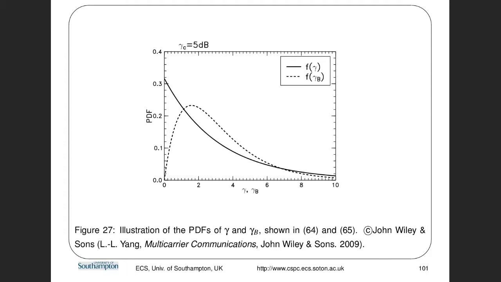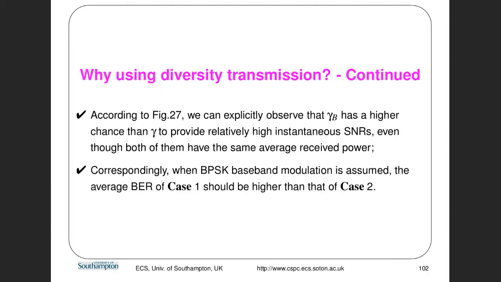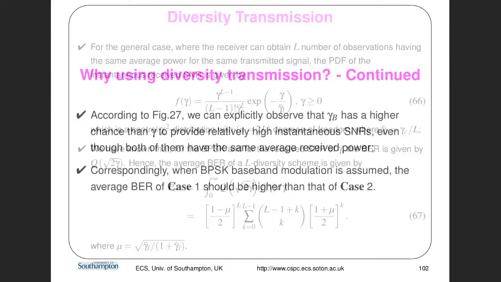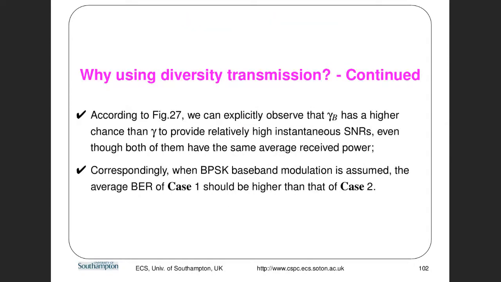So if we plot the PDF, we see here that the solid line is for when there is no diversity gain. So there's a higher chance that all the power is concentrated at low SNR region. So over this whole region, we can see that when we have diversity, we have a higher probability that the instantaneous SNR is higher. So we have a higher chance of having better signal reception. So this translates to we have a higher chance of having a worse BER for the no diversity case than the case where we have diversity.